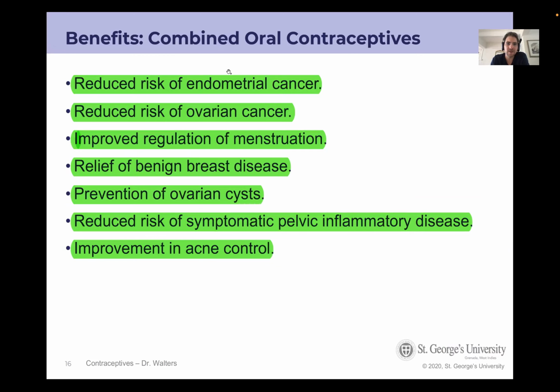Some of the benefits: these oral contraceptives can decrease your risk of endometrial cancer and ovarian cancer. They can regulate your menstrual cycles, which is why a lot of females start it, and some of these other ones.